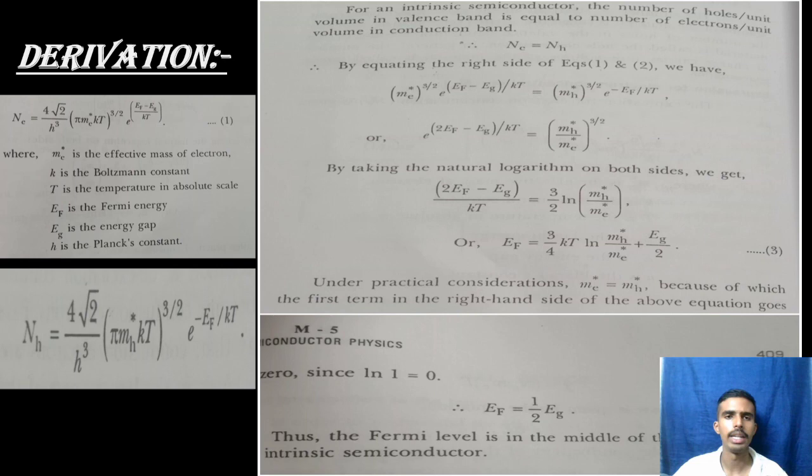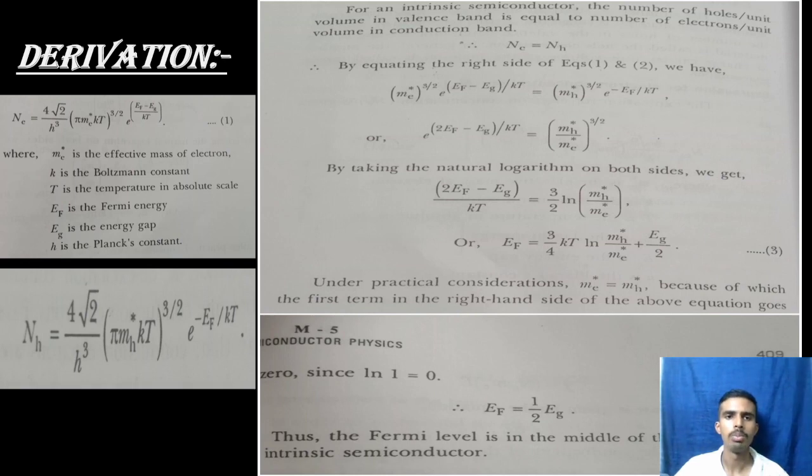So let us try understanding the derivation of Fermi energy and energy gap of intrinsic semiconductors. As we know, in intrinsic semiconductors, the number of holes per unit volume in the valence band is equal to the number of electrons per unit volume in the conduction band. So by this statement, we can say that Ne equals Nh, where Ne stands for 4 root 2 by h cube into pi me star kT whole power 3 by 2 e raised to the power (EF minus Eg) by kT, whereas Nh stands for 4 root 2 by h cube pi mh star kT whole power 3 by 2 into e power minus EF by kT, where me star stands for the effective mass of electron, mh star stands for the effective mass of hole, k stands for the Boltzmann constant, T stands for the temperature in absolute scale, EF stands for Fermi energy, Eg is energy gap, and h is the Planck's constant.